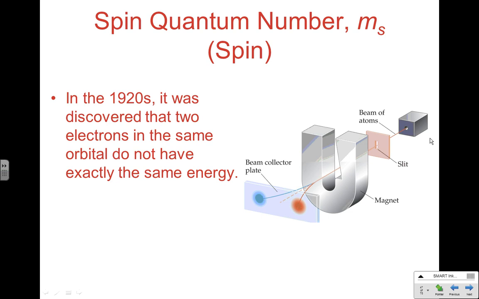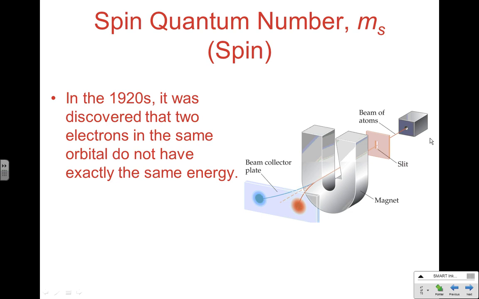Now, the last bit of quantum information is called the spin quantum number. And the symbol is shown there, but you don't need to know the symbol. Think of it as spin. This is how we tell apart 2 electrons in the same orbital. Because one of the principles we're going to get into is that no 2 electrons can have the exact same quantum address. So there has to be something that differentiates the 2 electrons that are in one orbital, and that is the spin quantum number.